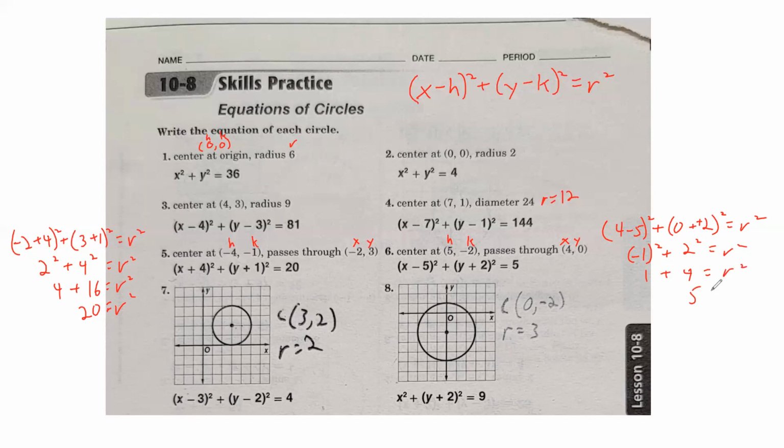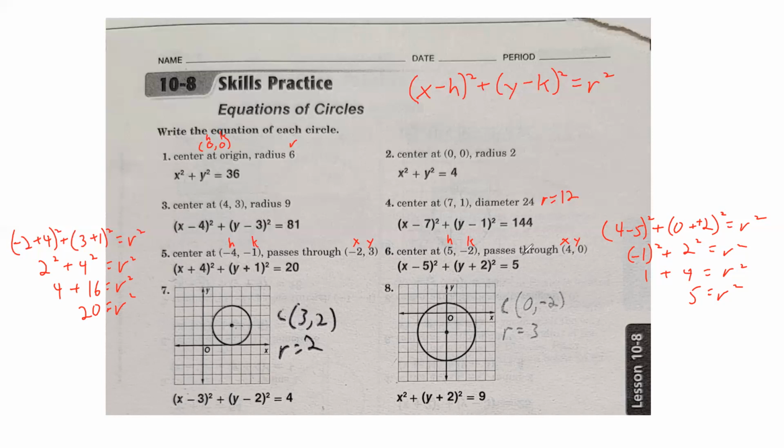1 plus 4 is 5. Again, that's r squared. We don't have to go any further because our equation calls for r squared. So we could just plug it in like that. So we had (x minus 5) squared plus (y plus 2) squared equals 5.